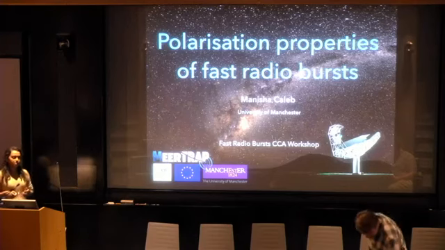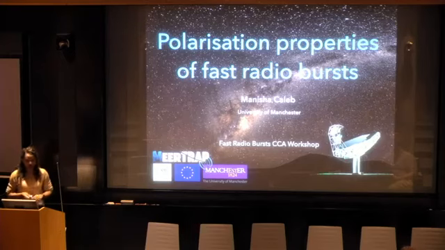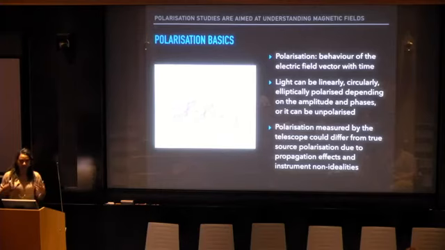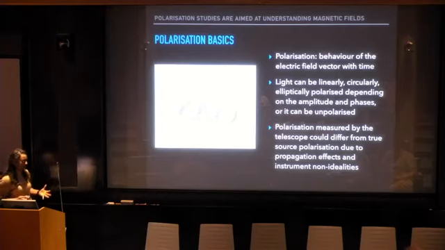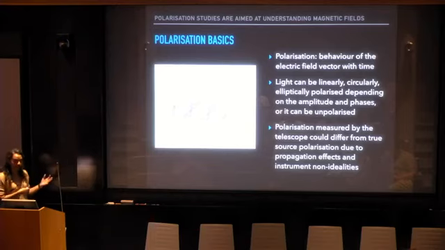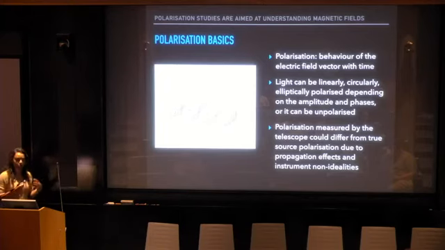So today I'm going to be presenting an overview of the polarization properties of the published FRBs. Now, fundamentally, polarization is related to the presence or the existence of magnetic fields, and polarization studies are aimed at understanding these magnetic fields. But the raw polarization that we measure at the radio telescope could differ from the true polarization, or the intrinsic polarization, of the source because of effects such as propagation through the media between the source and the observer and instrumental non-idealities. Ultimately, we are interested in the true polarization of the source, which means that we need to be able to account for these effects.